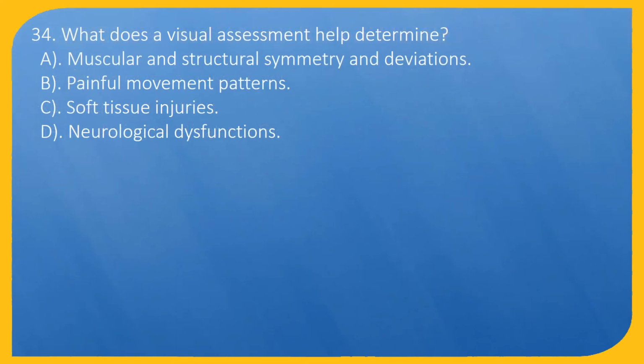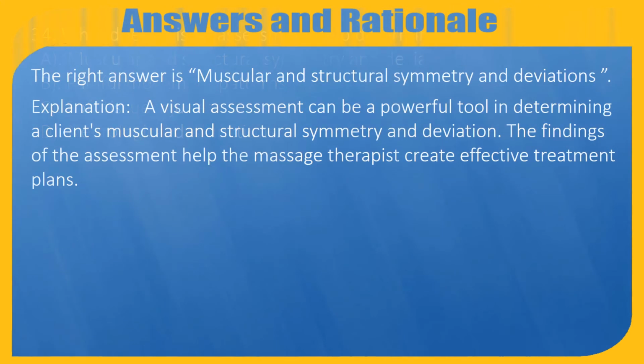Question 34. What does a visual assessment help determine? A. Muscular and structural symmetry and deviations. B. Painful movement patterns. C. Soft tissue injuries. D. Neurological dysfunctions. The right answer is muscular and structural symmetry and deviations. Explanation: a visual assessment can be a powerful tool in determining a client's muscular and structural symmetry and deviation. The findings of the assessment help the massage therapist create effective treatment plans.